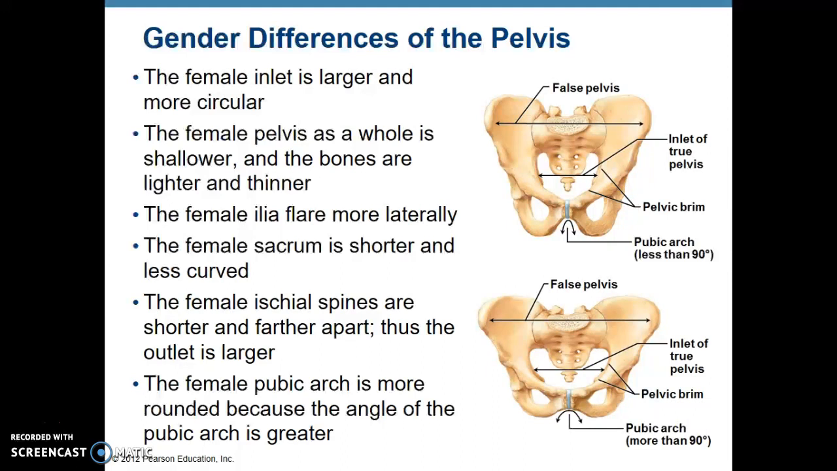And then you can see that the pubic arch is a little bit more rounded and has a larger angle. This is also going to help with the opening. So this is actually really helpful and can be used to look at skeletons and determine if you're looking at a male or a female.